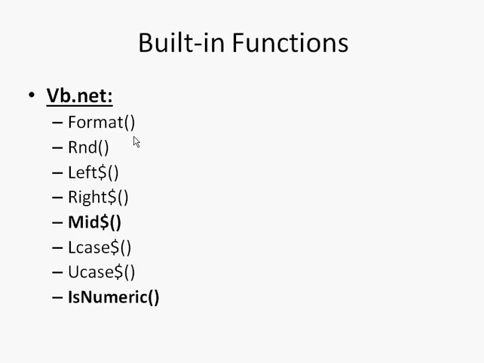The format function might format text into a particular format for us. The RND function might return a random number, and as with any functions, you pass in parameters. So on the RND function, you probably pass in a start number and an end number, and it will return a random number between the start and the end number.